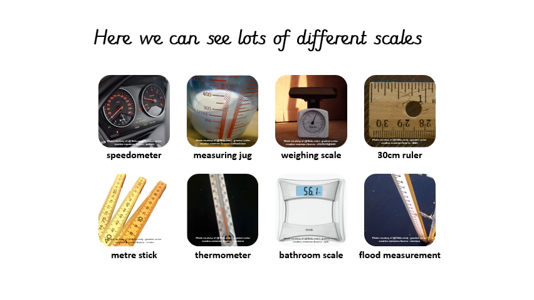Here we can see lots of different scales. We've got a speedometer, which measures how fast you're going in your car or another mode of transport. You've got a measuring jug to see, for example, how much milk you've got in here. Here's a weighing scale, like I said, to weigh things like butter or flour or ingredients. Here's a 30cm ruler like we use at class. We've got a meter stick, which is 1 meter, and I use this to draw lines on the board. A thermometer, which measures temperature. A bathroom scale to see how much you weigh, and a flood measure to see how far a river or the water level has risen or has dropped.